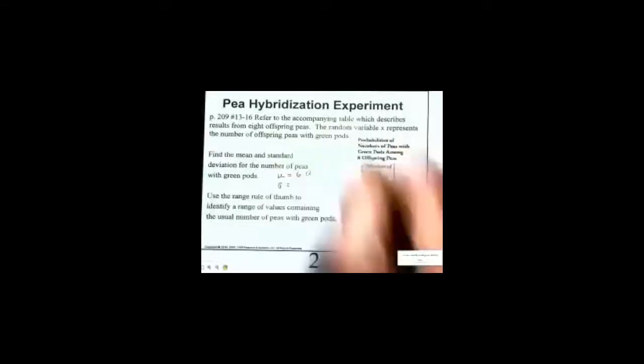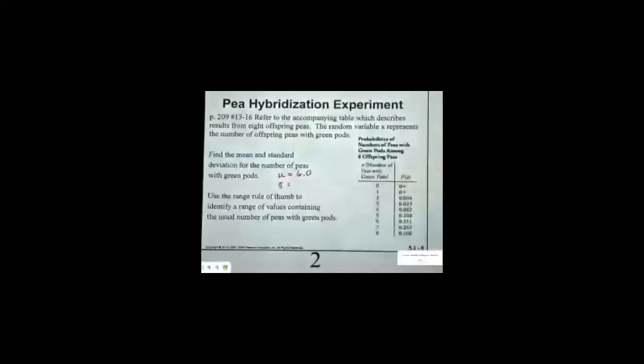That's just looking at the table. That's what we said we should expect more times than anything else, because that's the value that had the highest probability. If Gregor Mendel goes out, grabs 8 peas every day for 10 years, then he should expect the answer to how many of these have green pods to be 6. That doesn't mean it will be every time, but that's the average of all the answers to that question.